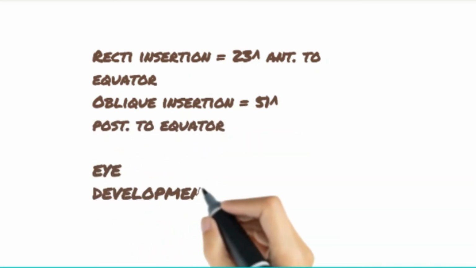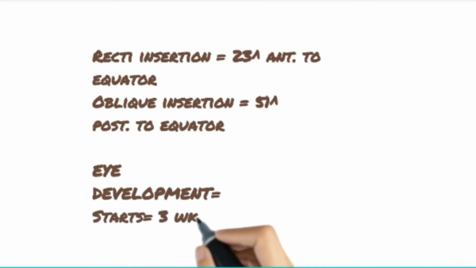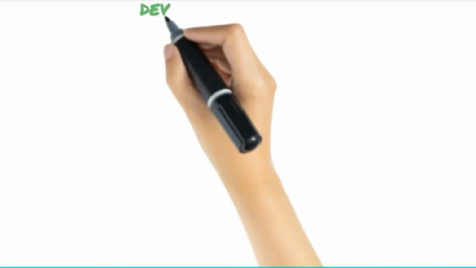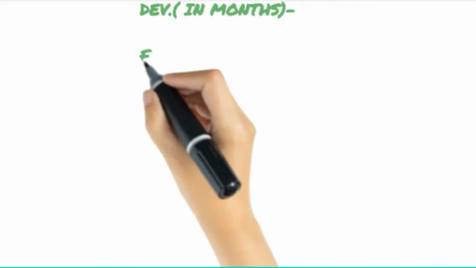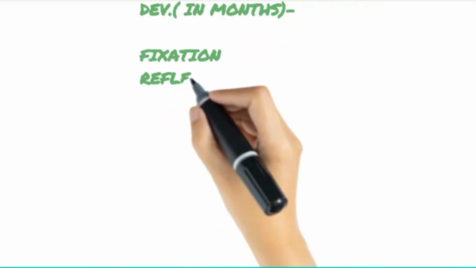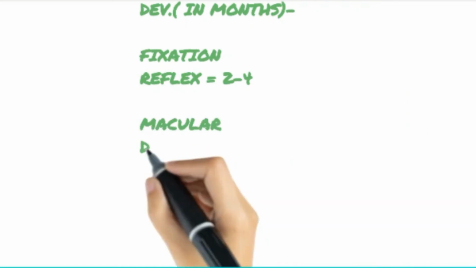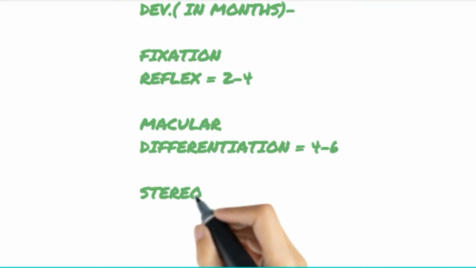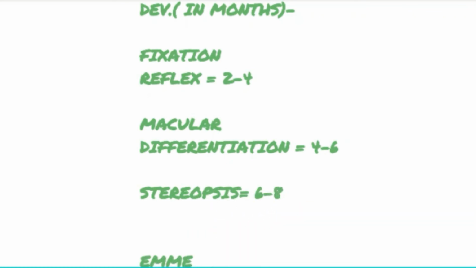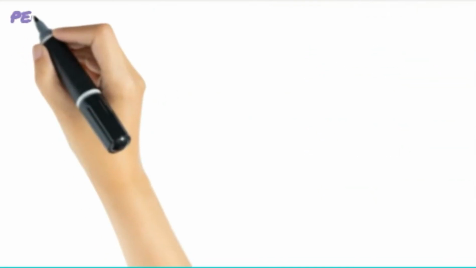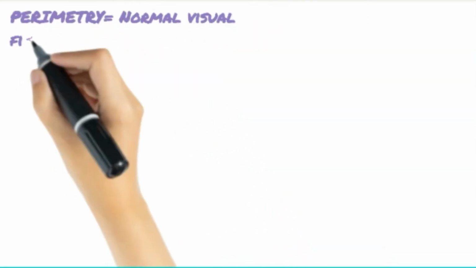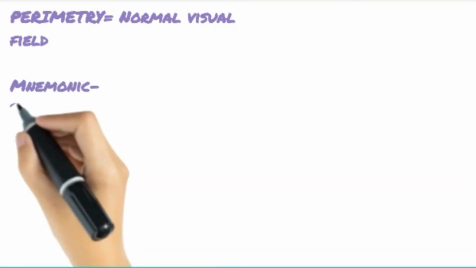Eye development starts in intrauterine life, that is starts at 3 weeks and ends at around 6 weeks. Okay, coming on to the further development in months, that is fixation reflex. Child develops after 2 to 4 months after birth, macular differentiation around 4 to 6 years after birth, and stereopsis, that is depth, that is 6 to 8 months, and emmetropia is attained at around 5 to 7 years of age.